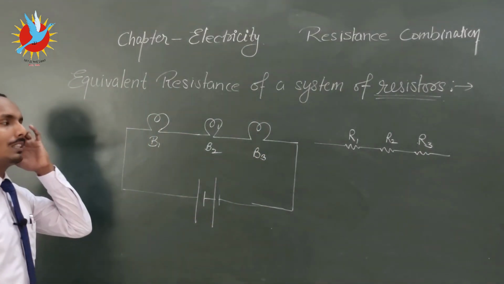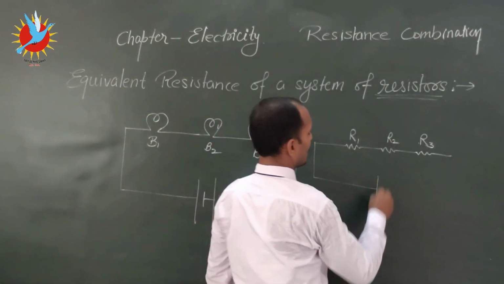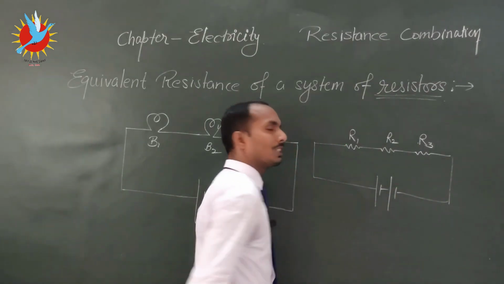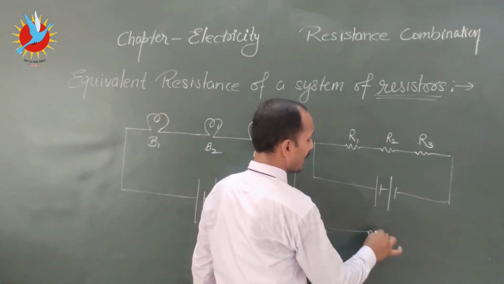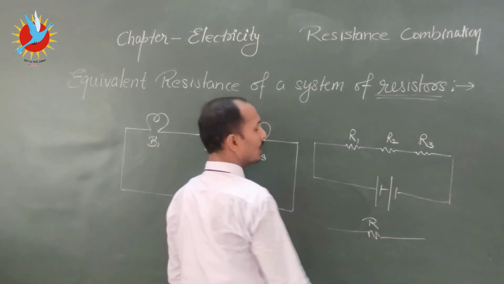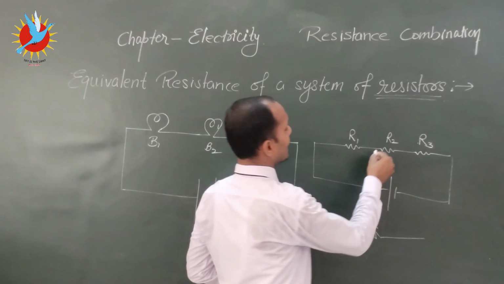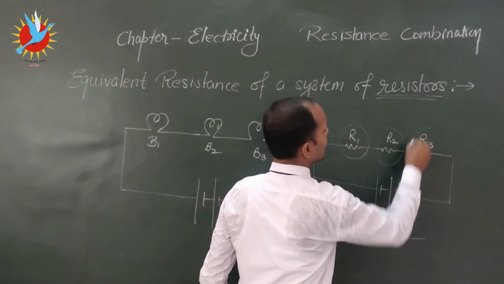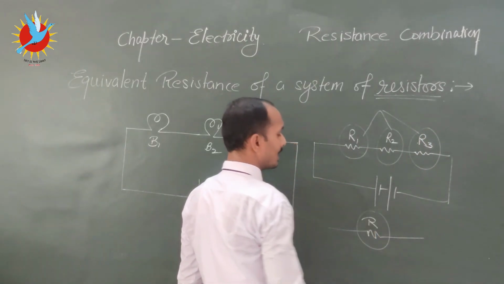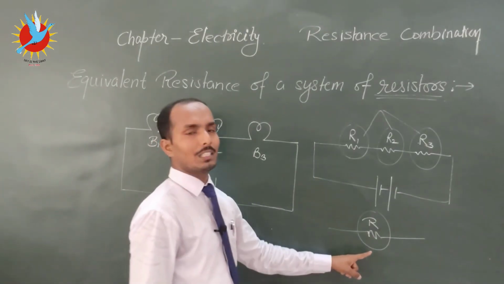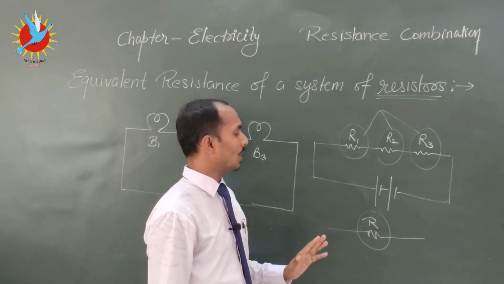Equivalent resistance means that in place of using three resistors, you use a single resistance which creates the same performance as the combination. This single resistor is known as the equivalent resistance, which is equal in performance to the three individual resistances.